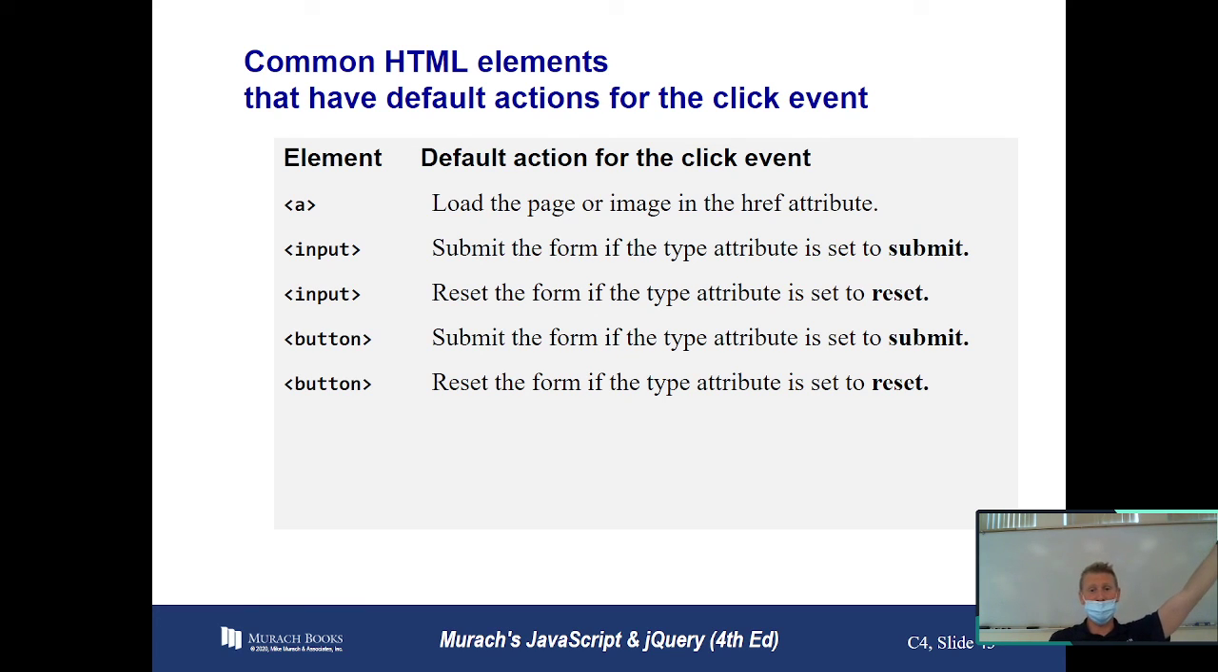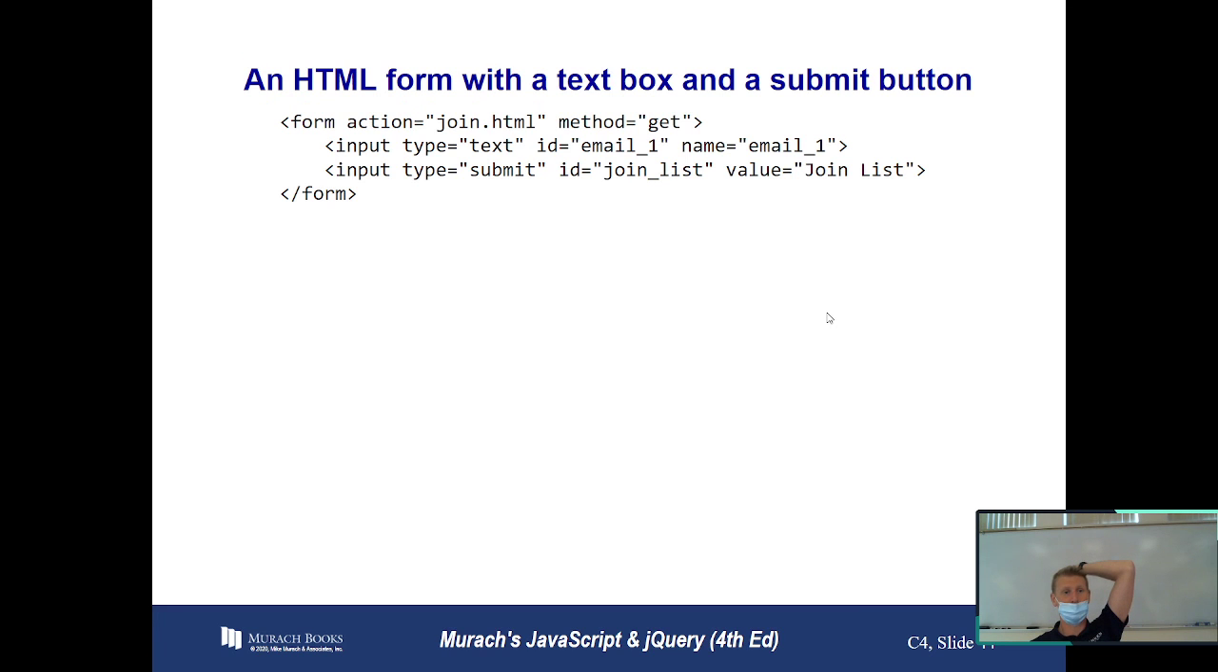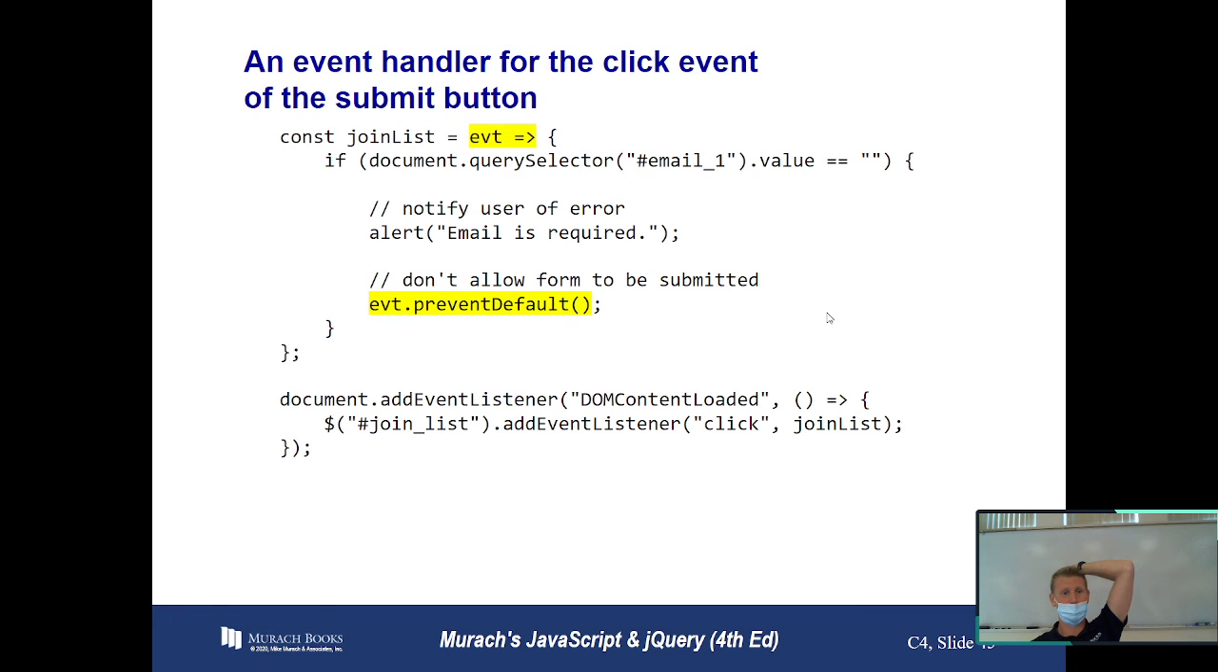Anchor tags have default behaviors. Submit buttons, input type of submit, have a default behavior. Input type of reset has a behavior. These are all behaviors that could be prevented. And this is what that looks like. You've got this event object, and then you would prevent the default behavior: evt.preventDefault.